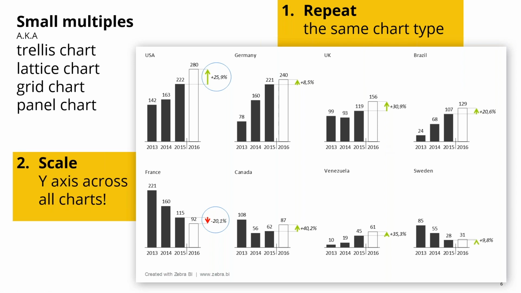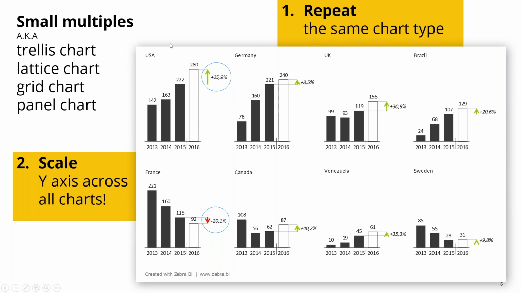This is why the second critical component of a small multiple is that all the charts within the small multiple are scaled, rendered according to the same scale. In other words, the y-axis has the same maximum across all the charts. This is critical. If you don't get your scaling right, then that is not a small multiple. Then you just have several charts on your dashboard, but they are independent, not related to each other. The key critical component here is the scaling.